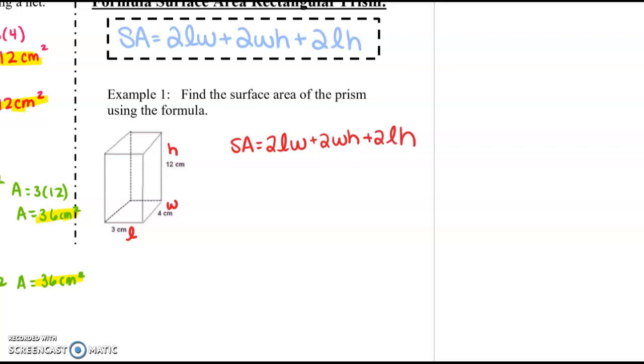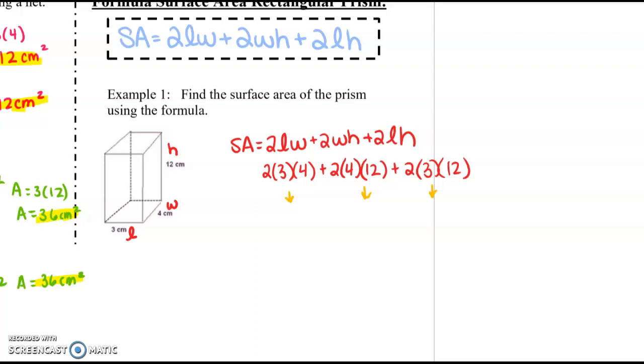So go into that formula and plug in the numbers. My length is 3, so 2 times 3 times 4, plus 2 times my width, which is 4, times my height of 12, plus 2 times my length of 3, times my height of 12. Just make sure that you evaluate all the multiplication first, then add them all together. If you try to do it all in your calculator, you might not get the right answer.